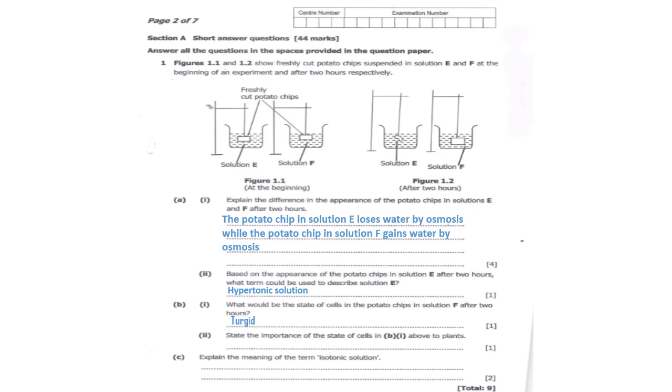B2. State the importance of the state of cell in B1 above to the plants. So the importance of turgidity: it helps support the plants. C. Explain the meaning of the term isotonic solution. This is a solution which has an equal amount of salt solution as the inside of the cell. So these were the answers for question 1.